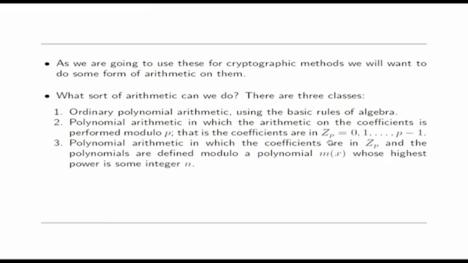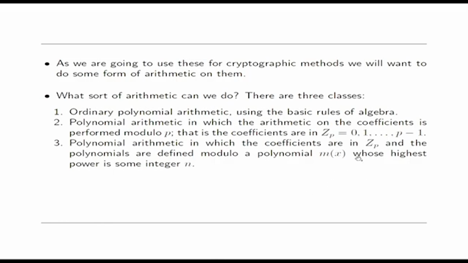So, Zp means, if p is a prime, Zp is the set 0, 1, up to p minus 1. So, this is the residue class. Now our coefficients are coming from Zp. Then we will talk about addition and multiplication of two polynomials over some polynomial m(x), which is an irreducible polynomial. If you take that, then it will form a group; we will talk about this in more detail.